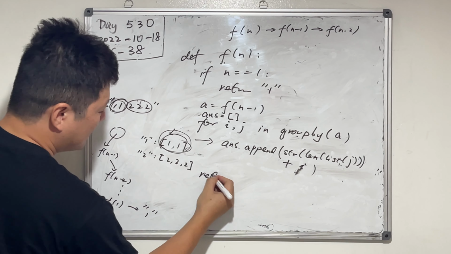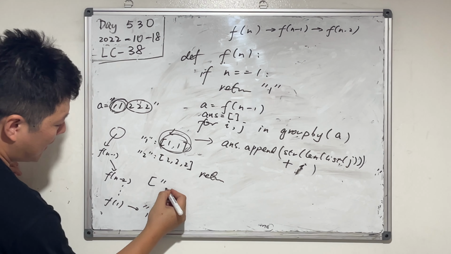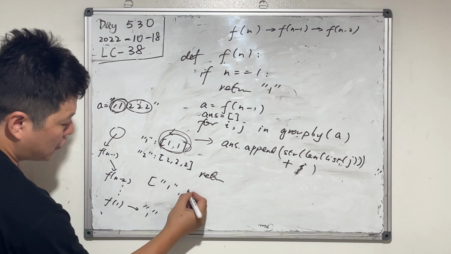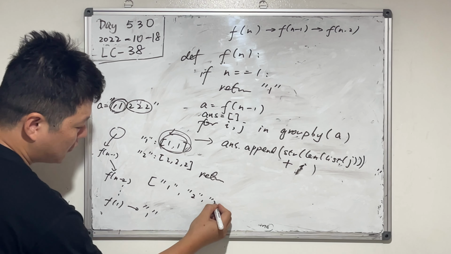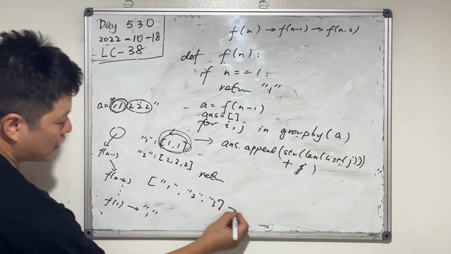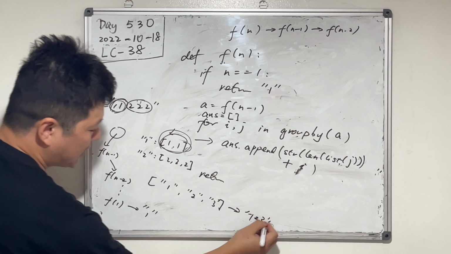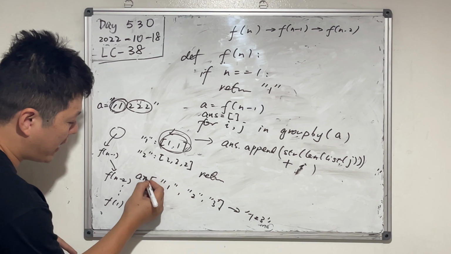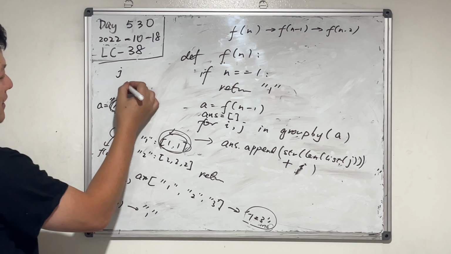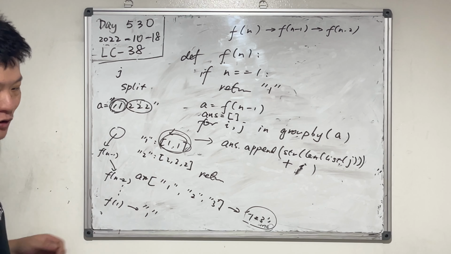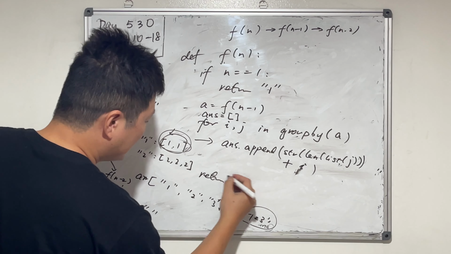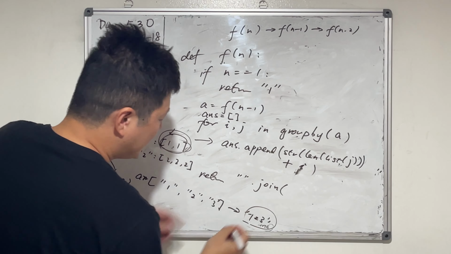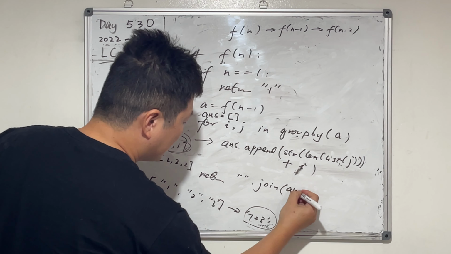And then return. How do we convert this to a string? Look, 1 2 3 into 1 2 3. Well, which function is it? We talk about that. How do we convert an array to a string? What's the opposite of split? Join. Join, yeah. So return empty string dot join. This is a separator, join answer.